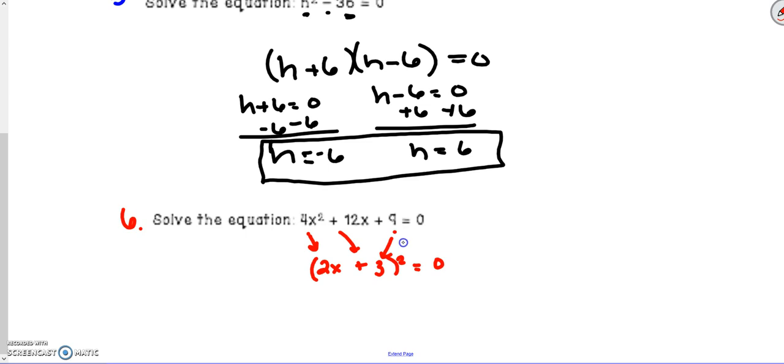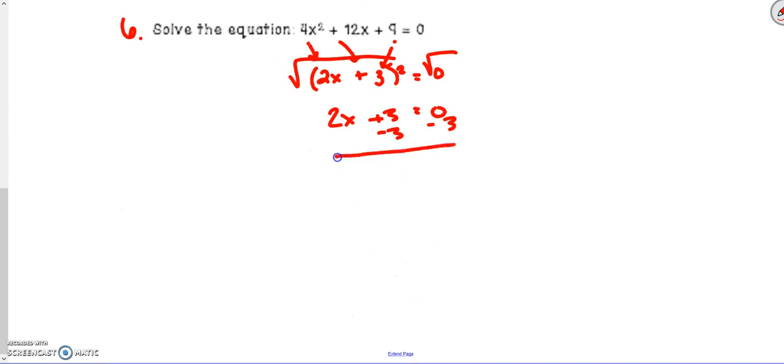Now to solve that, we would take the square root of both sides, and we have 2x plus 3 equals 0. So then you subtract 3 from both sides, and we have 2x equals negative 3. Divide both sides by 2, and you have your answer. X is negative 3 over 2. And that makes sense because that means your vertex is sitting on the x-axis.